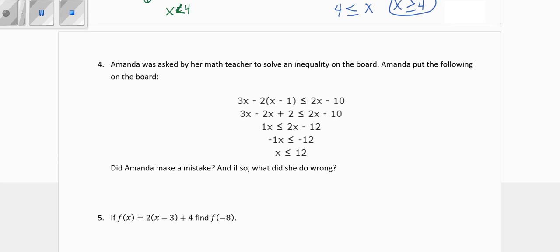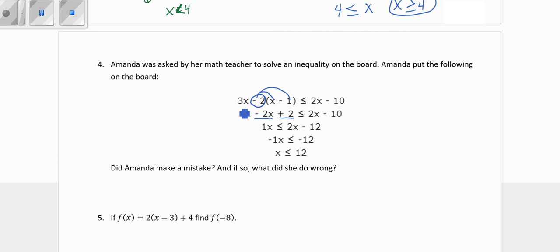So looking at the problem, first I would check to see if Amanda distributed right. So negative 2 times x is negative 2x. And negative 2 times negative 1 is positive 2. So it looks like she distributed correctly and brought down her terms correctly.